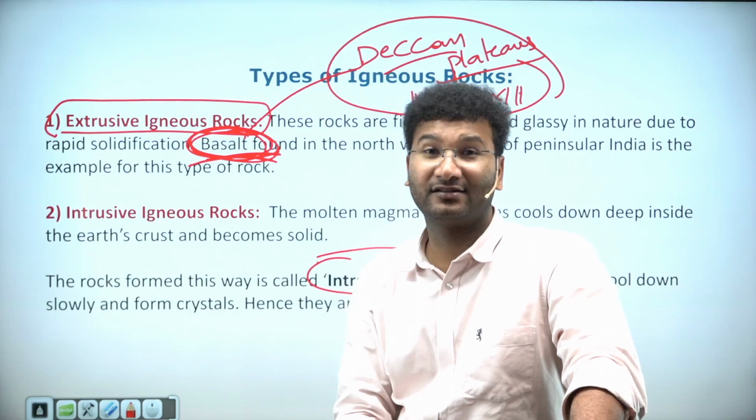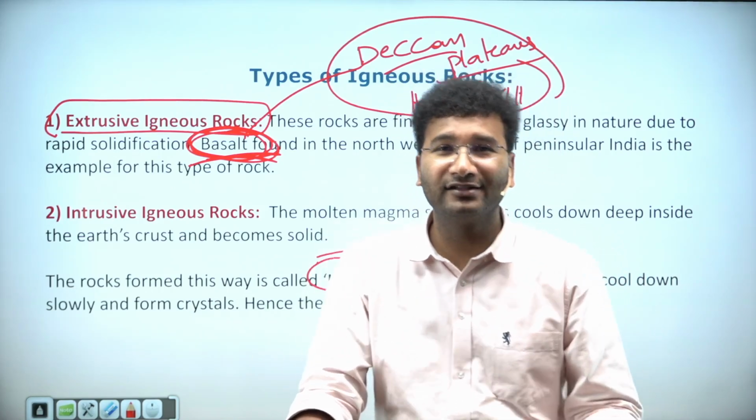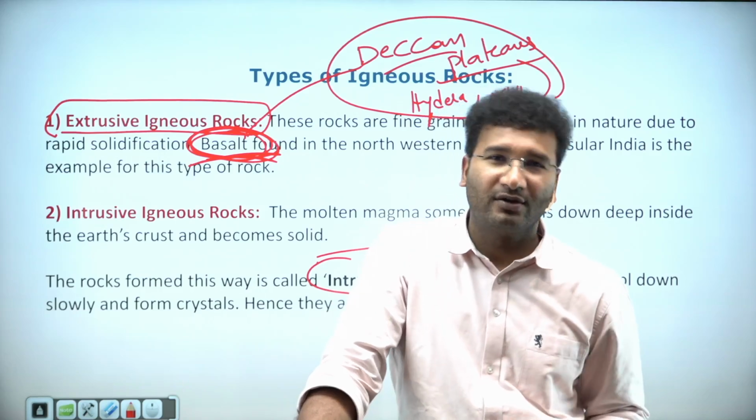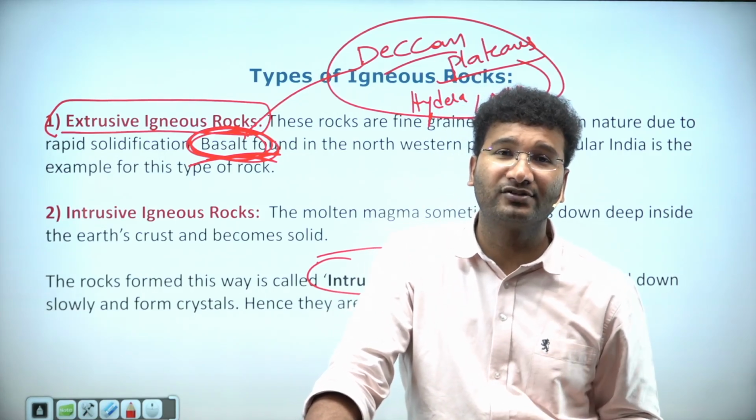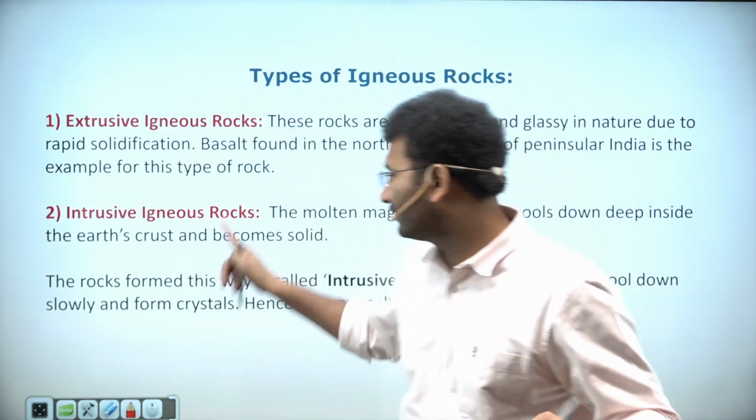Now you might ask, sir, such a big volcano? Yes. The volcanic outpour was there for a few millions of years. Continuously the volcano was pouring out. So it took so many millions of years to form that part of the landmass. Right? This is one of the finest examples.